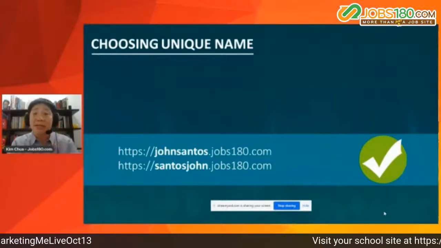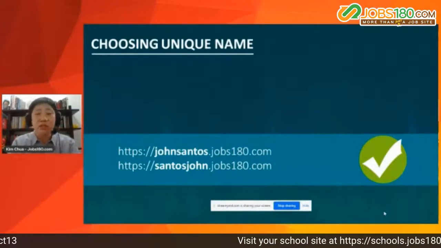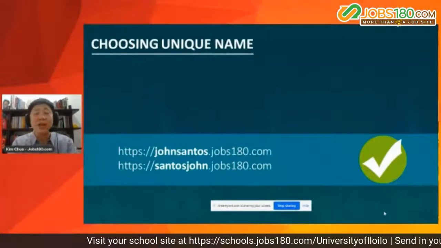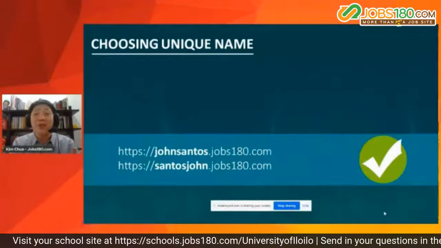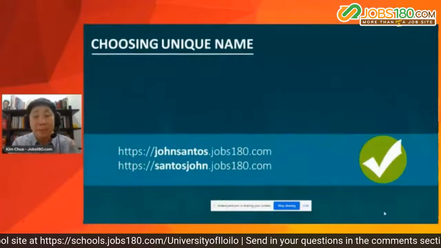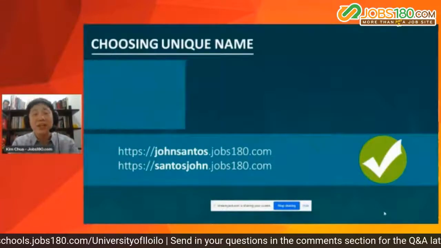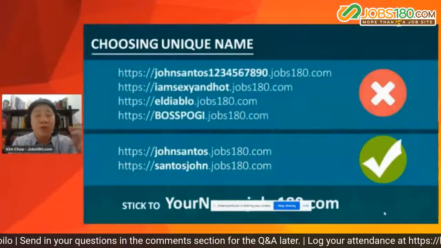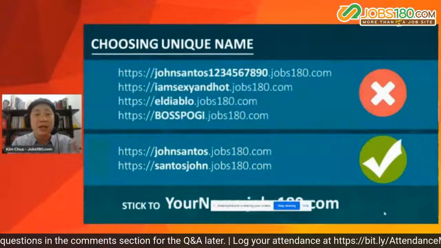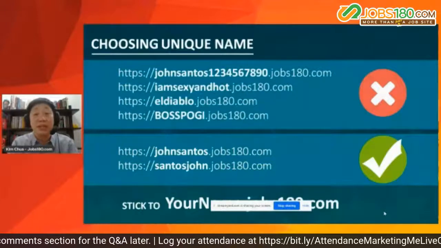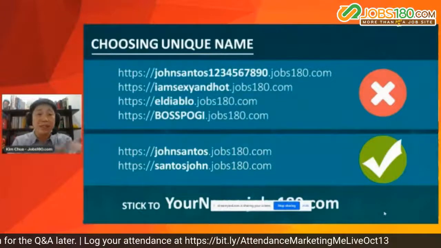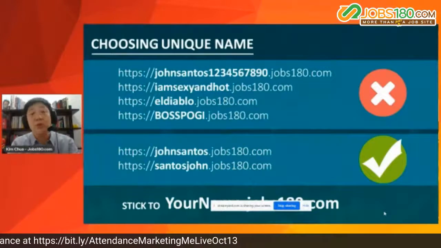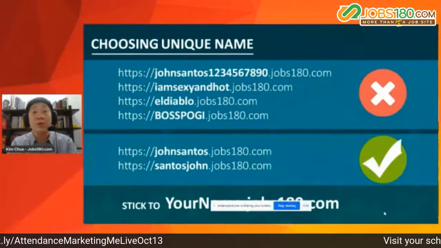You can reverse it, like santosjohn.jobs180.com, or J Santos, or Santos J, or JS, or SJ. It depends on what you want. The important thing is that you have no namesake, no one with the same link. Now, when you do this, don't overdo it. Do not create overly creative resume links because they don't look professional. Imagine submitting to a company a resume link that says eljablo.jobs180.com. That doesn't look professional.